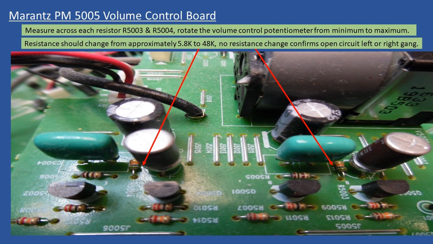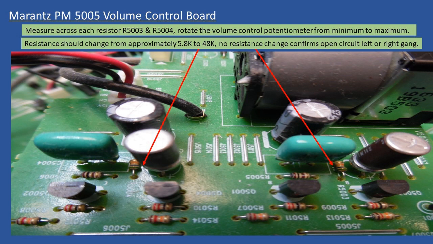Now what you would do is of course ensure that there's no power connected to the amplifier, no input signal, etc., and then set your meter to resistance, and you just want to measure across the resistor. So if I did R5003 first off, I rotate the volume control down to minimum, and then I should read probably about 5 to 6 k ohms, a nominal resistance. I'm not looking for an absolute value here, I'm just looking for a change in resistance.